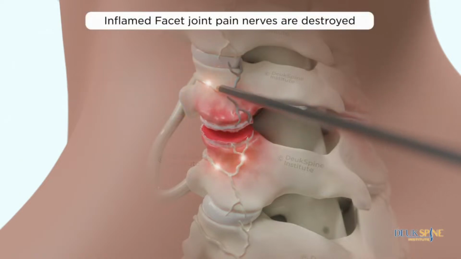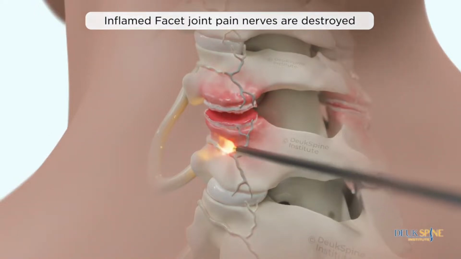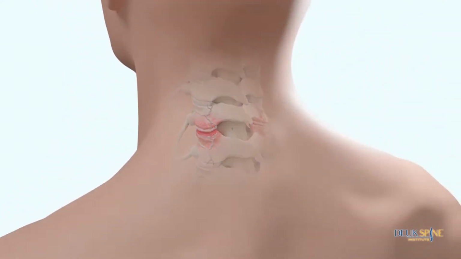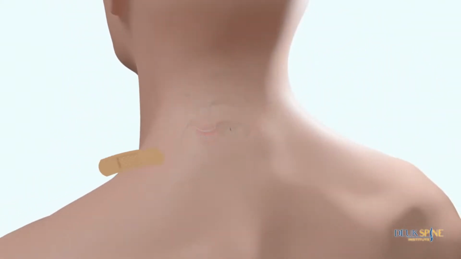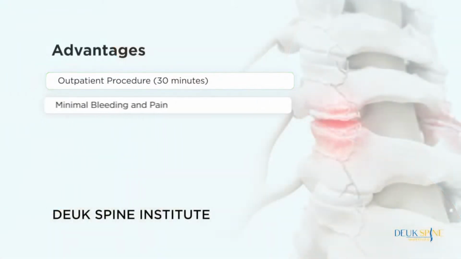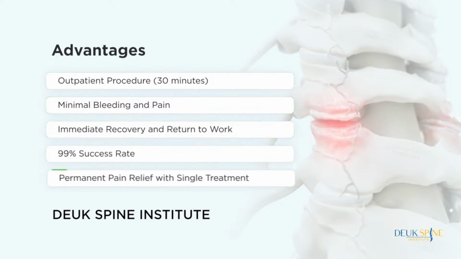The inflamed facet joint pain nerves are destroyed. The advantages with the Duke plasma rhizotomy is that it's an outpatient procedure that takes 30 minutes to complete, with very minimal bleeding and pain after the surgery, immediate recovery and return to work the next day, as well as a 99% success rate and permanent pain relief with a single treatment.